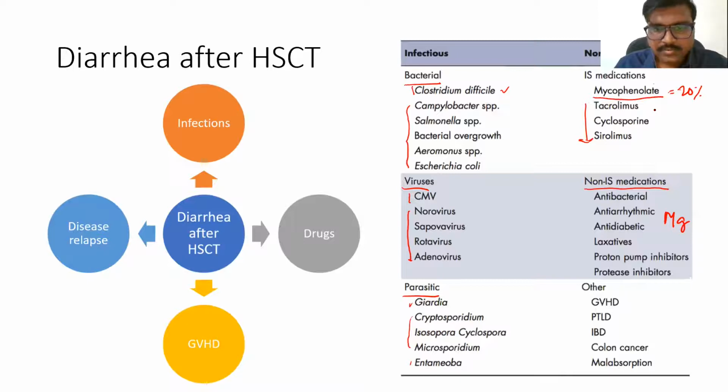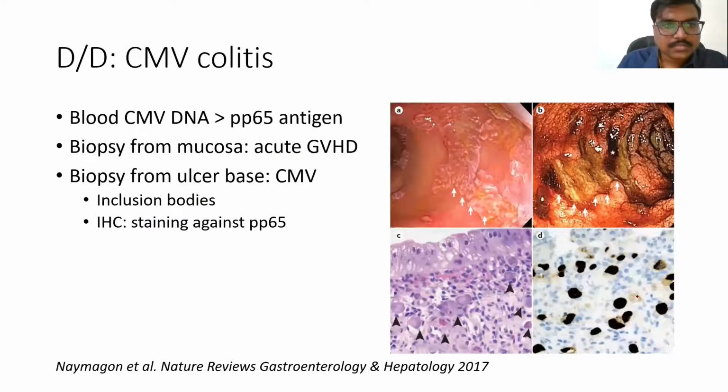And finally, after thoroughly excluding all the causes, we have to consider the rare causes like PTLD, IBD, colon cancer, and malabsorption. GVHD, of course, is the disease of interest. For CMV colitis, we should get CMV DNA PCR done, and if the host and recipient are serodiscordant, then the patient should be started on prophylaxis with antivirals as well.